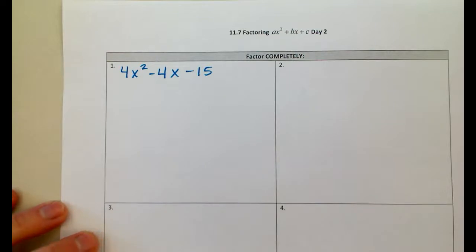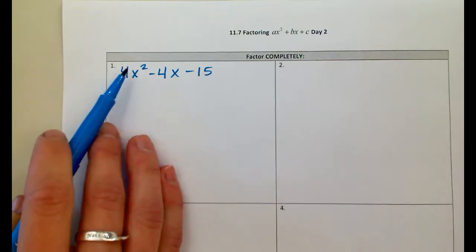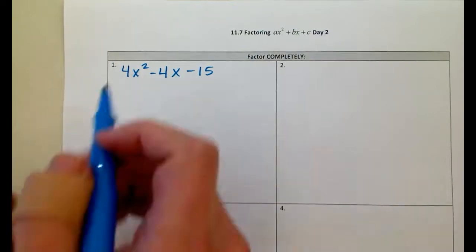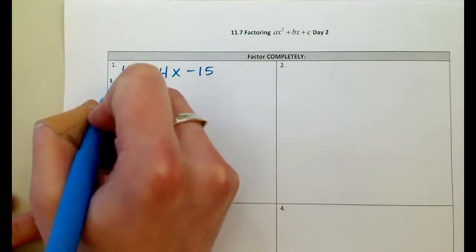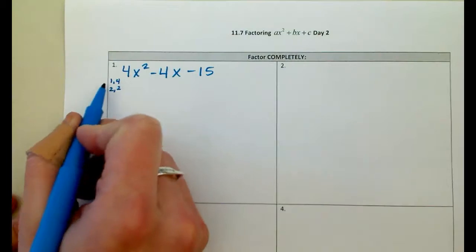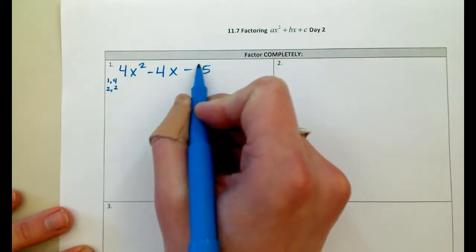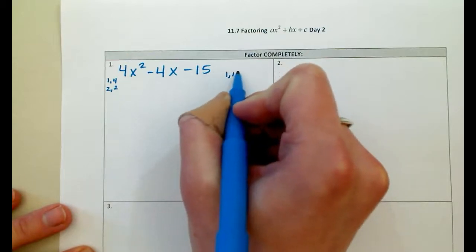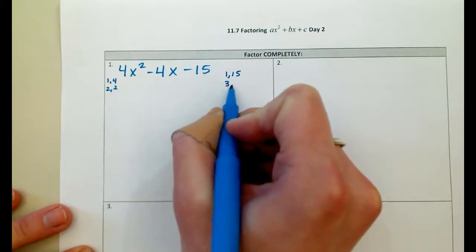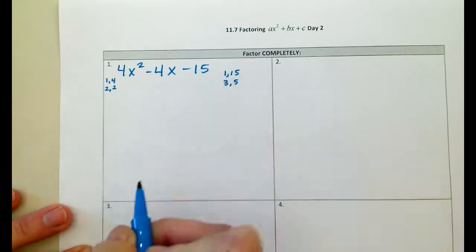So our next step is like our guess and check when a was prime. But when a is not prime, we have to list off all of the factors for this a term. So we could have 1 and 4, 2 and 2, and those are all possibilities for 4. Then we list off the factors of our c term, 1 and 15, 3 and 5, and those are all the factors for 15.